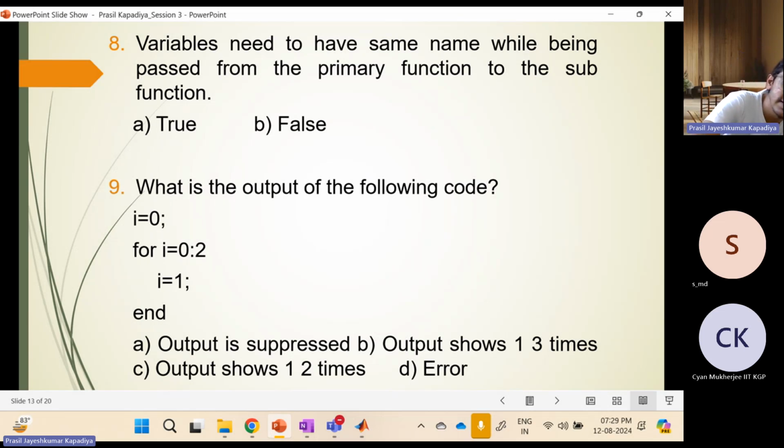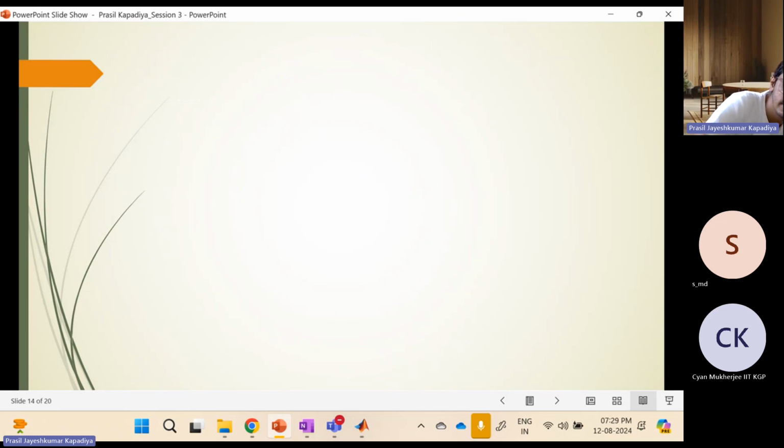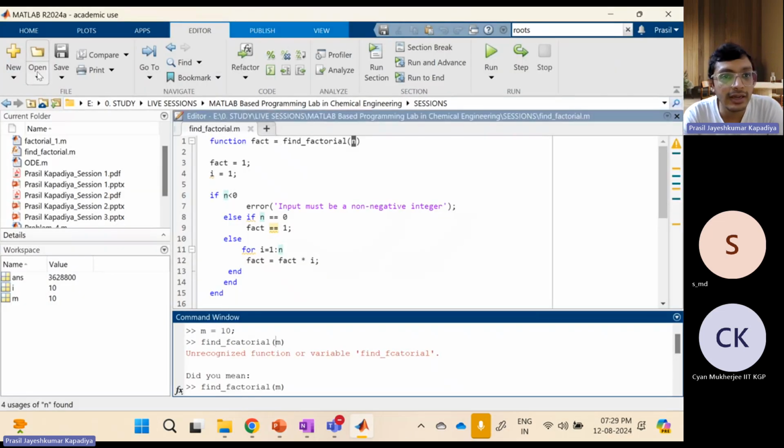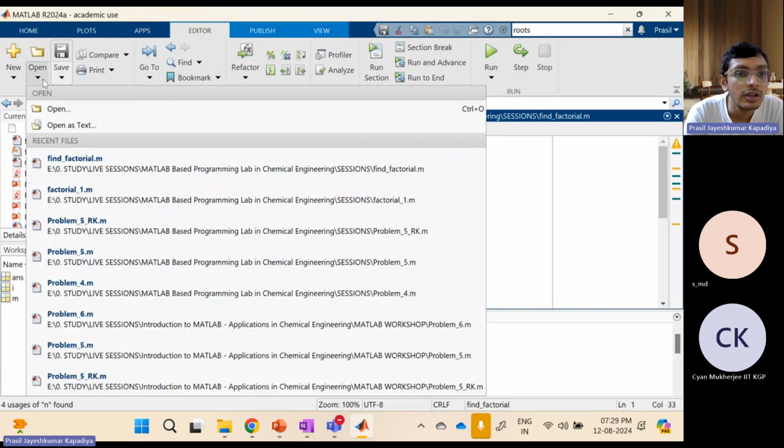But here everywhere we can see that there is one semicolon. Here it won't matter because it is in a loop, so this won't be printed. But here it's not a semicolon. Here it's a semicolon, here it's a semicolon. So we won't get any output printed on the screen. So our answer should be output is suppressed. So see, we can even do this to check when we are writing it.